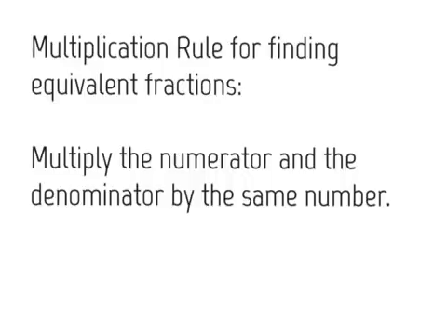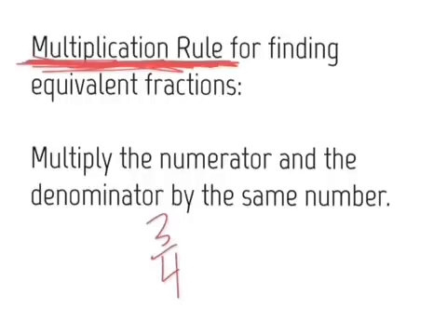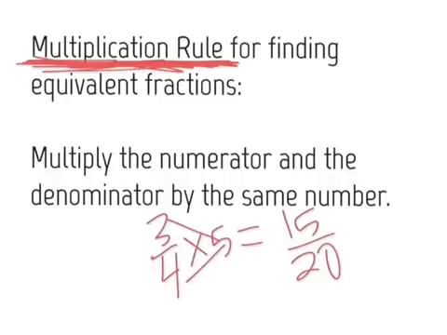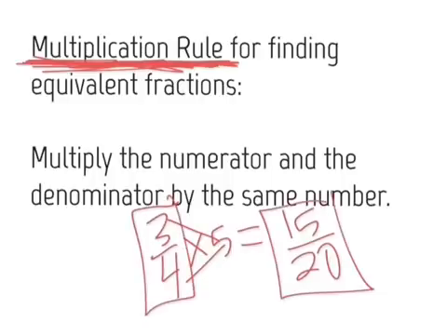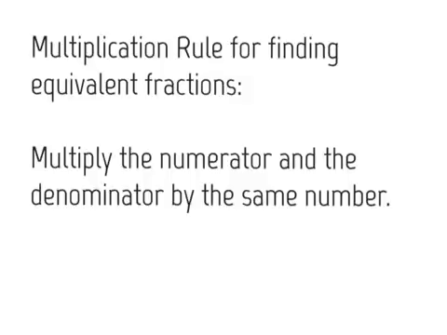So, the multiplication rule. This is important for you to know and understand. It's not difficult, but hint, hint, hint: tests and quizzes, know what the multiplication rule is. The multiplication rule is simply multiplying the numerator and the denominator by the same number. So let's say I have 3/4, and I needed to multiply by 5. I would do 3 times 5, which is 15, and 4 times 5, which is 20. Using the multiplication rule gives me an equivalent, or equal, fraction. So 3/4 and 15/20 are equal fractions.